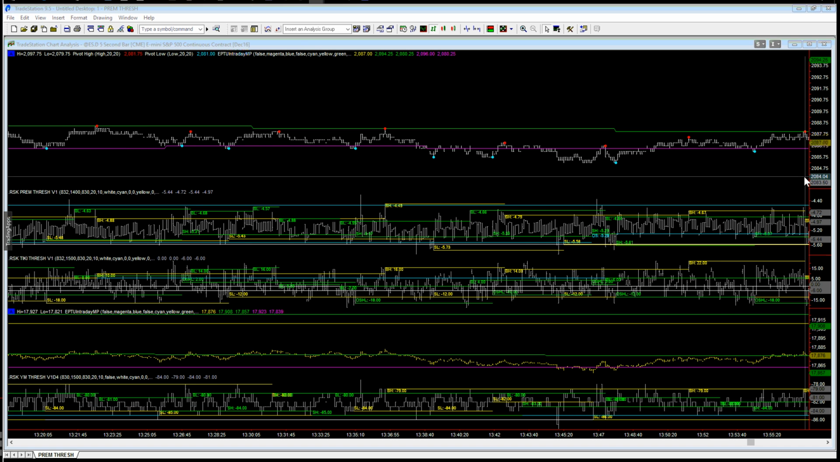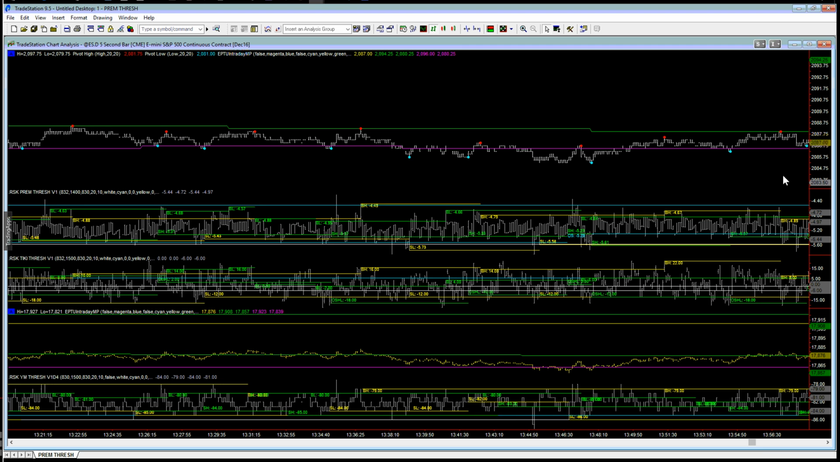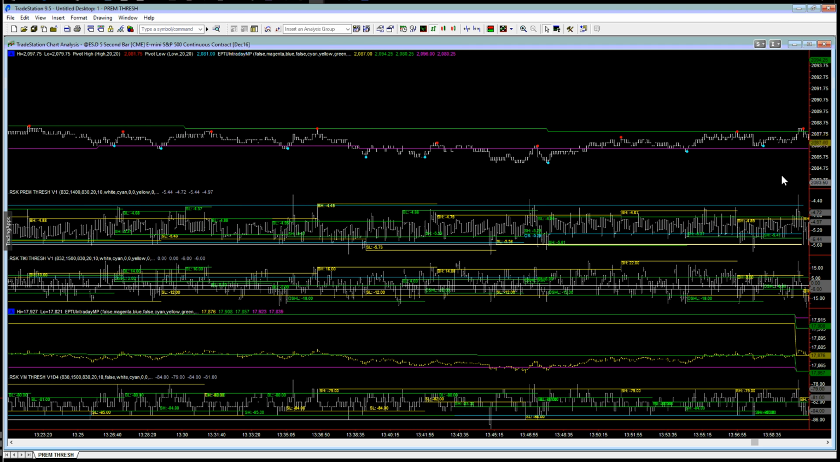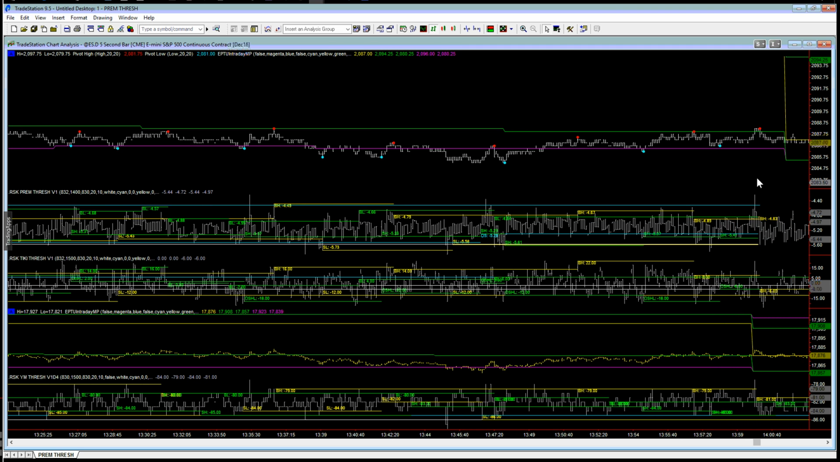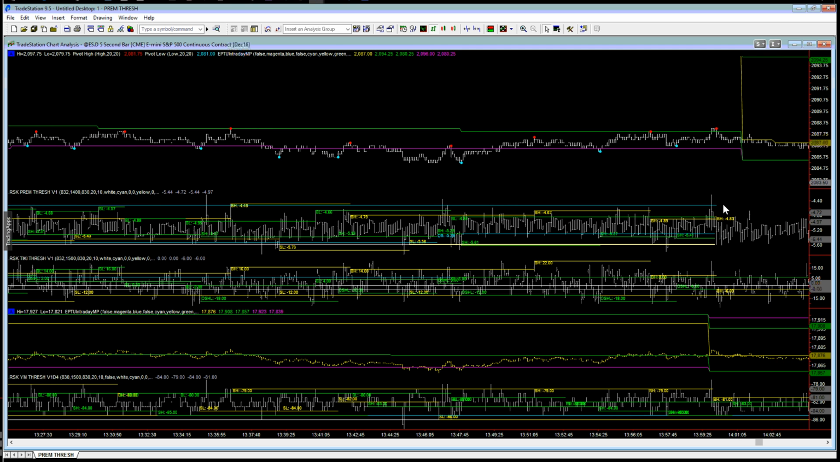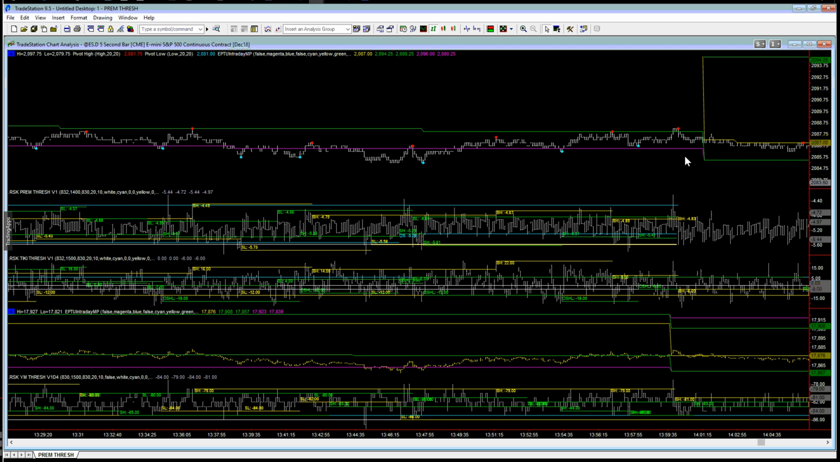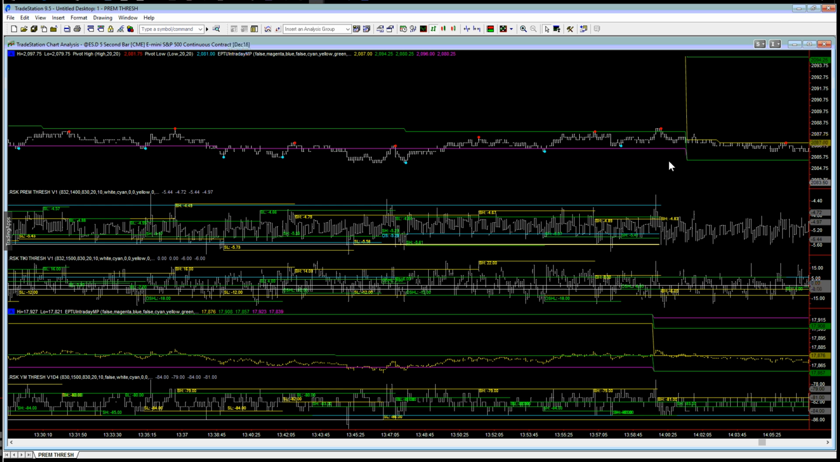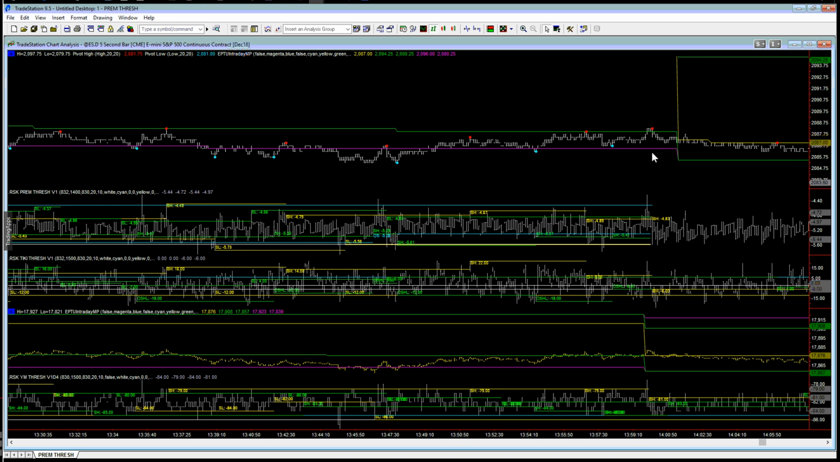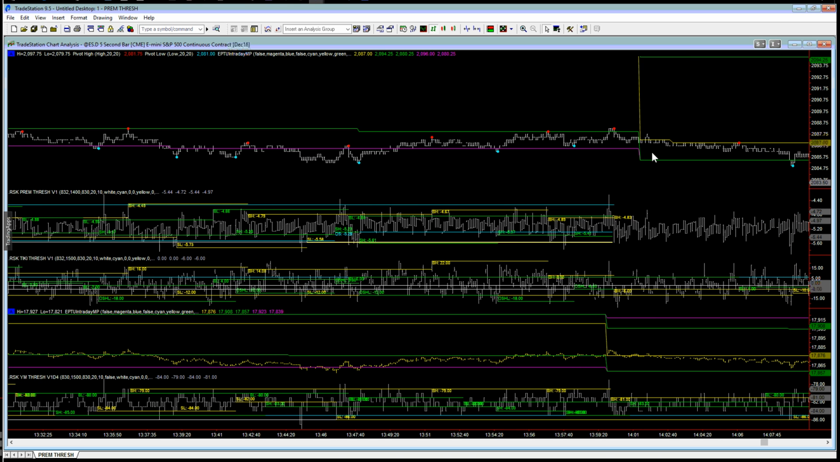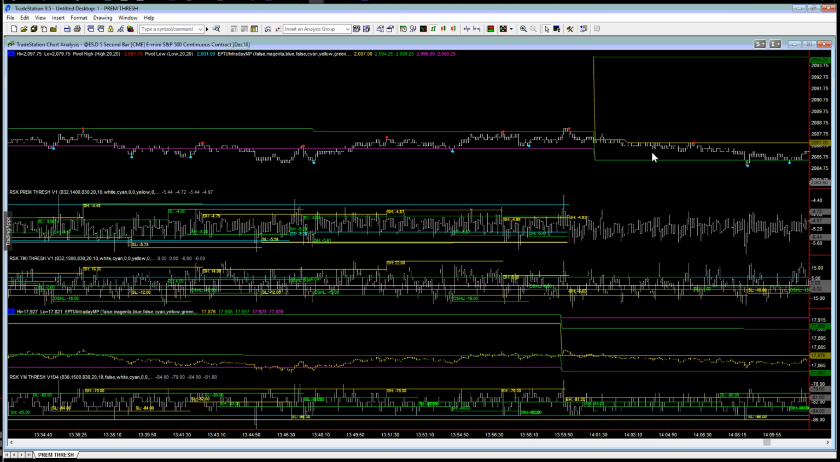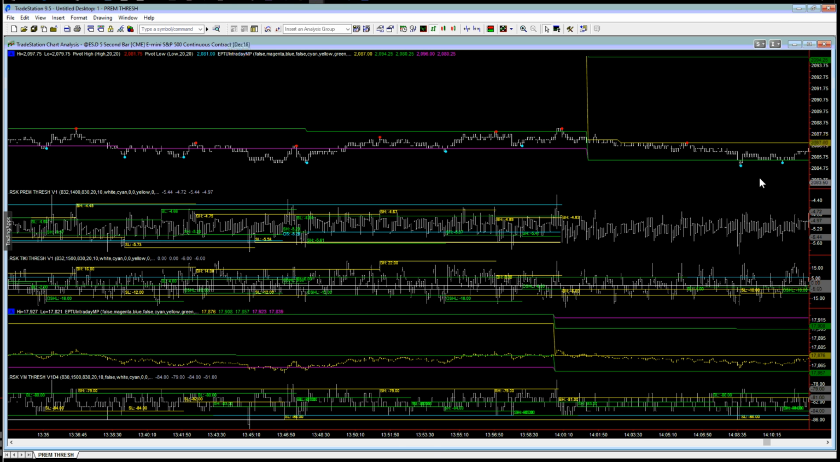Now you're divergent. Boom. Short it. Well, goes back up, but even better short right in here. And then down she comes again.